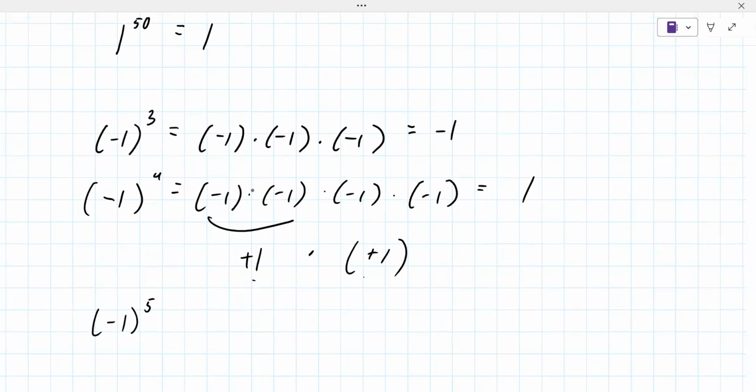What is negative 1 to the 5th power? -1. Okay, I agree. What is negative 1 to the 6th power? -1. Nope.